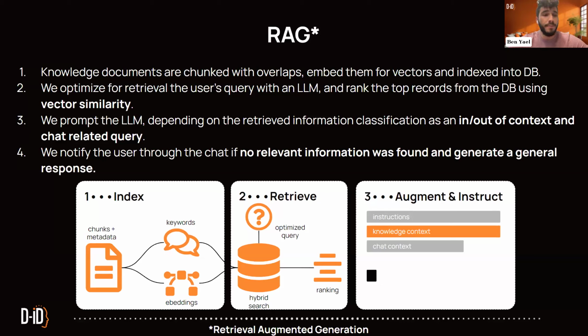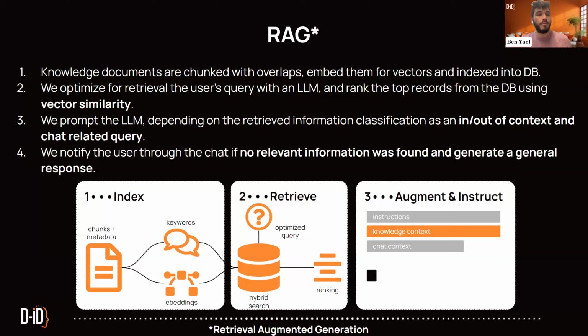So what we do at DID, and you can see these three phases of RAG in agents, and you saw that also in the Studio Wizard Flow, is we take the knowledge documents that the user is uploading. We separate them into chunks, paragraphs, we call them records, with some overlaps in between them. And we embed each of these records into a vector DB that can be indexed and retrieved easily. This is the first step.